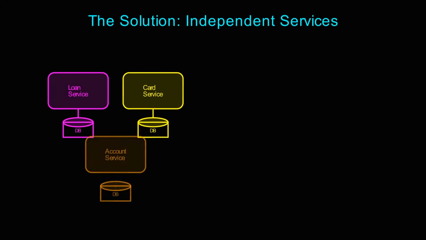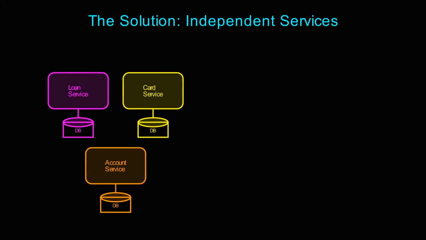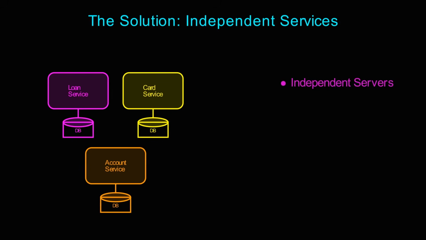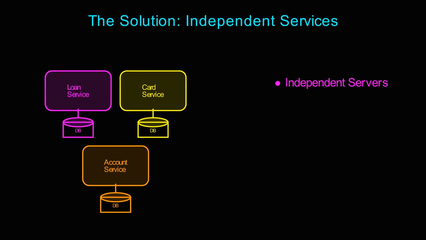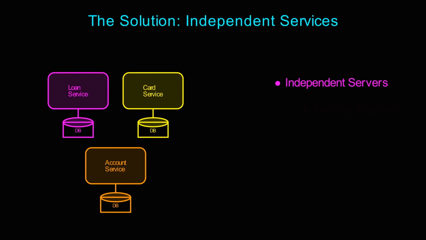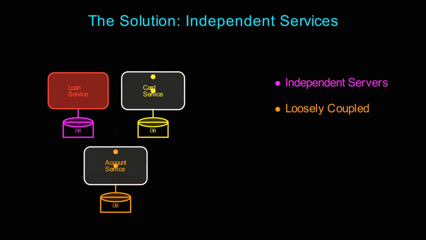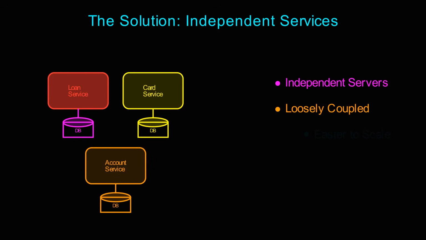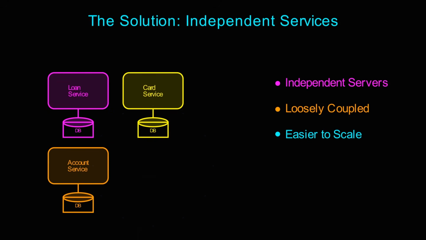Now let's consider breaking the bank into independent services. Here is what a microservices architecture actually looks like. Instead of one big box, we have 3 independent servers, one for loans, one for credit cards, and one for accounts. Each service is loosely coupled. If the loan service breaks down, customers can still apply for credit cards or check their balances. It's also easier to scale, like adding more loan services when demand increases.